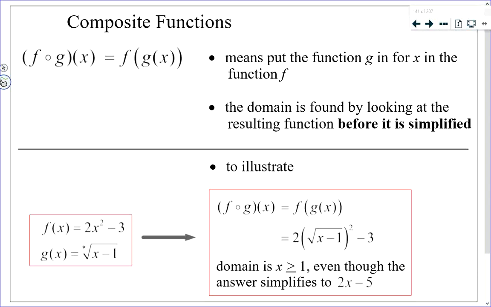So that bold section there is important. In fact, that's probably true for anything, rational functions, any functions. The domain is always found by looking at the resulting function before it's simplified.